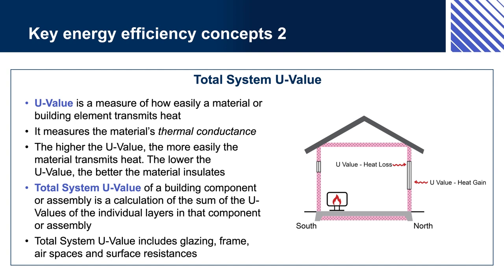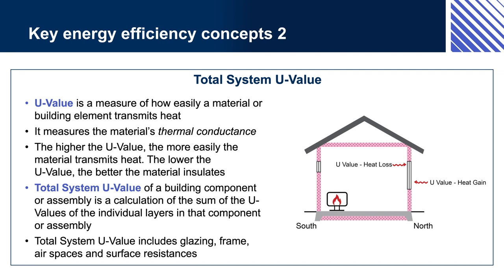U value, total system U value. U value is a measure of how easily a material or building element transmits heat from one side to the other. It is a measure of the material's thermal conductance. The higher the U value, the more easily the material transmits heat. The lower the U value, the better the material is at resisting the transfer of heat. That is, the better it insulates. A material's U value is the inverse of its R value.